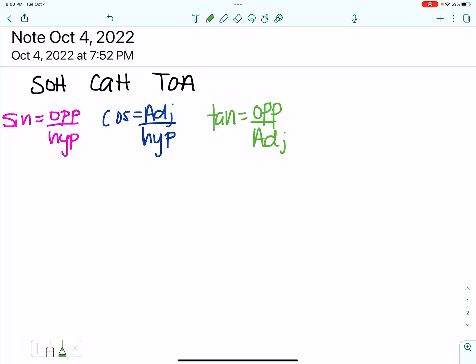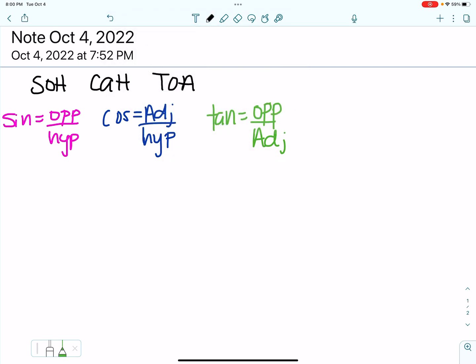Okay, so you really need to know these three functions. There's really no point in memorizing them as long as you can remember SOHCAHTOA and what the O, H, and A stand for. You should be good.